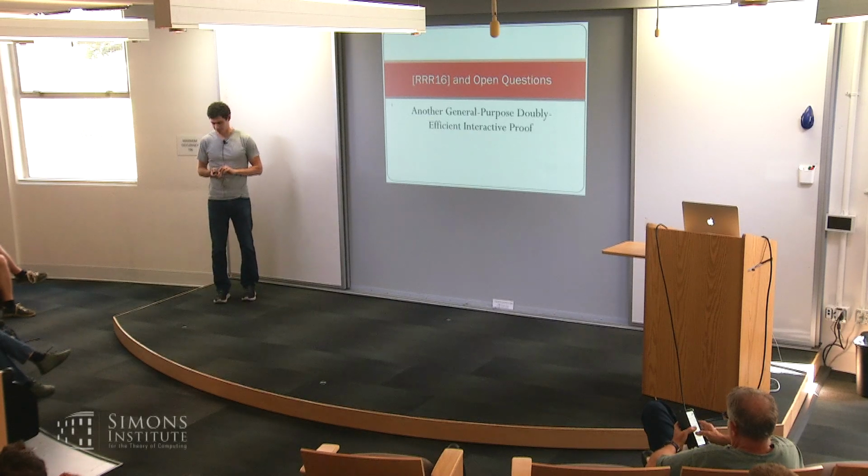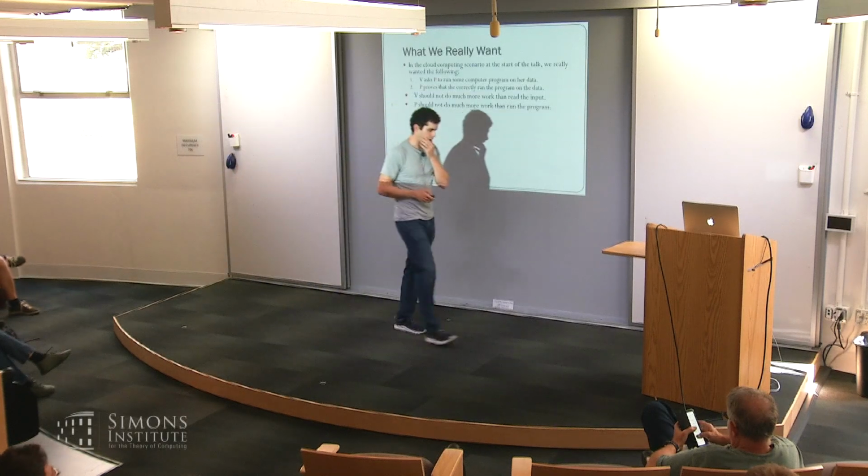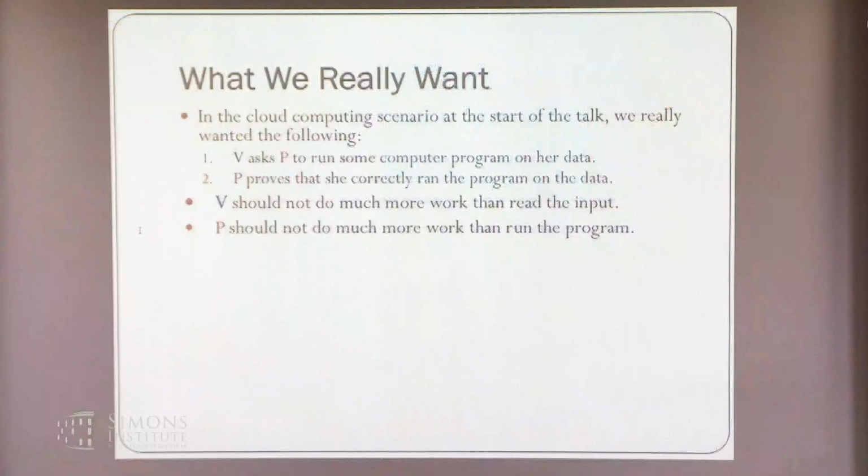Okay, I hope I have time to tell you this last result. What we would really want is the following. If the verifier asks the prover to run some program on her data, we want the verifier to not do much more work than read the input, and the prover shouldn't do much more work than run the program. I defined doubly efficient interactive proofs to just say the prover should run in polynomial time, but really we want the prover to not do much more work than the bare minimum it could possibly have to do, which is run the program.